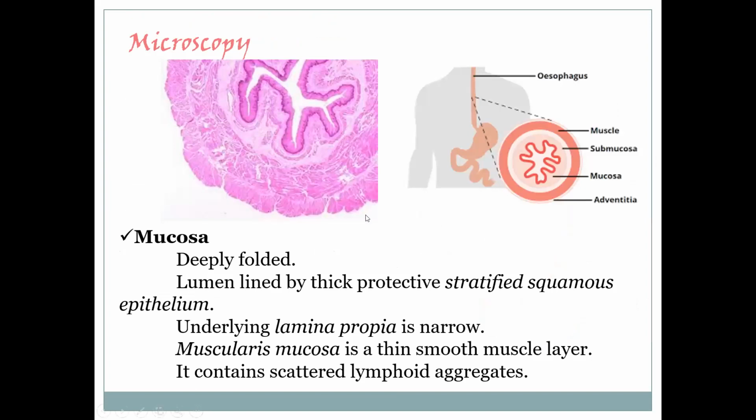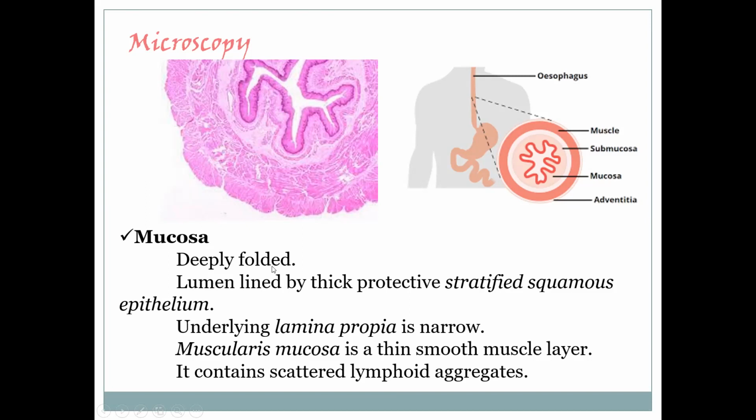When we talk about the microscopy of the esophagus, when we see a cut section of an esophagus, it has 4 main layers. From outer side inwards, we can see adventitia in the outermost layer. Then there is muscular layer and there is submucosa, mucosa, and then the epithelium.